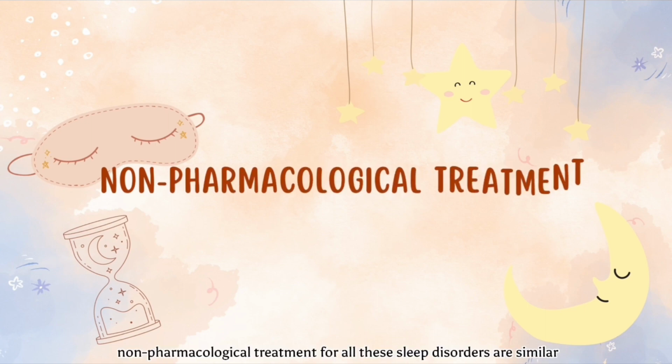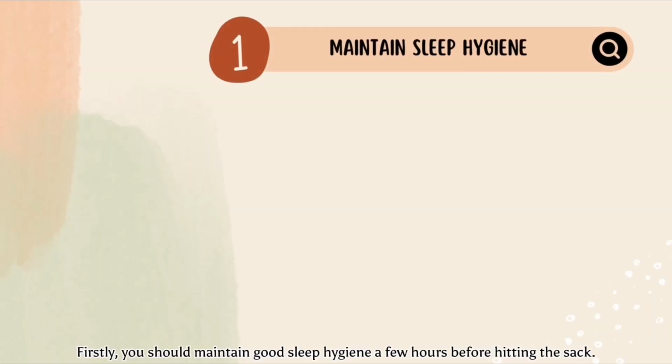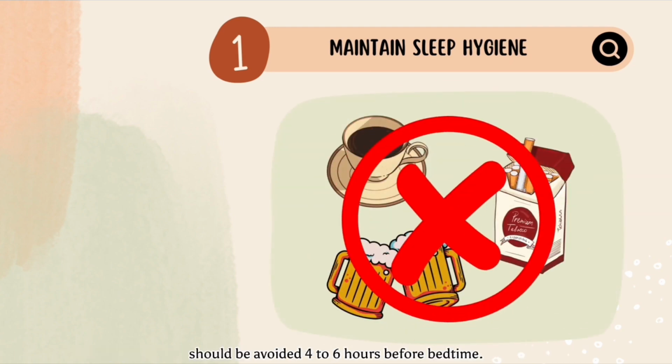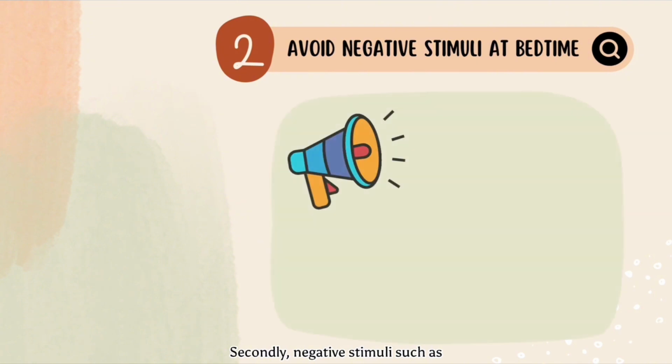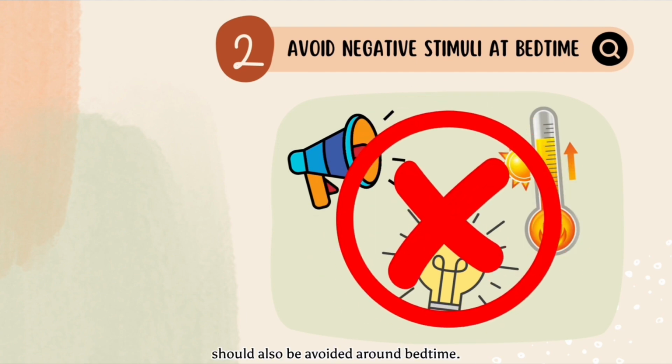Lastly, non-pharmacological treatment for all these sleep disorders are similar and should be initiated first before pharmacological treatment is started. Firstly, you should maintain good sleep hygiene few hours before hitting the sack. Drinking coffee, smoking, or having alcohol should be avoided 4 to 6 hours before the bedtime. Secondly, negative stimuli such as loud noises, bright lights, and extreme temperature variation should also be avoided around your bedtime.